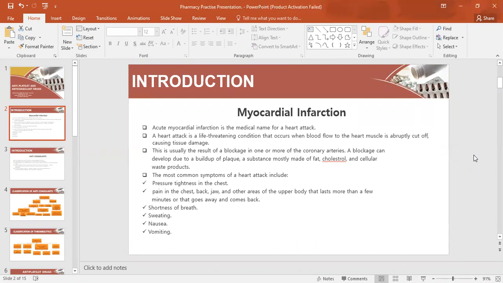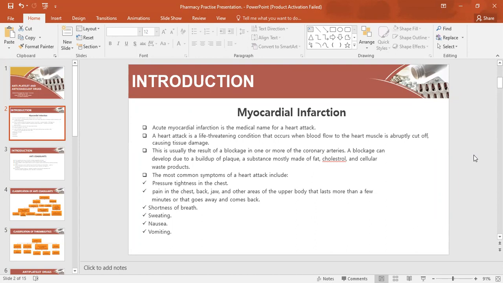A heart attack is a life-threatening condition that occurs when blood flow to the heart muscle is abruptly cut off, causing tissue damage. This usually occurs as a result of blockage in one or more of the coronary arteries, and this blockage can develop due to a buildup of plaque, which is a substance made up of fat, cholesterol, and cellular waste products.